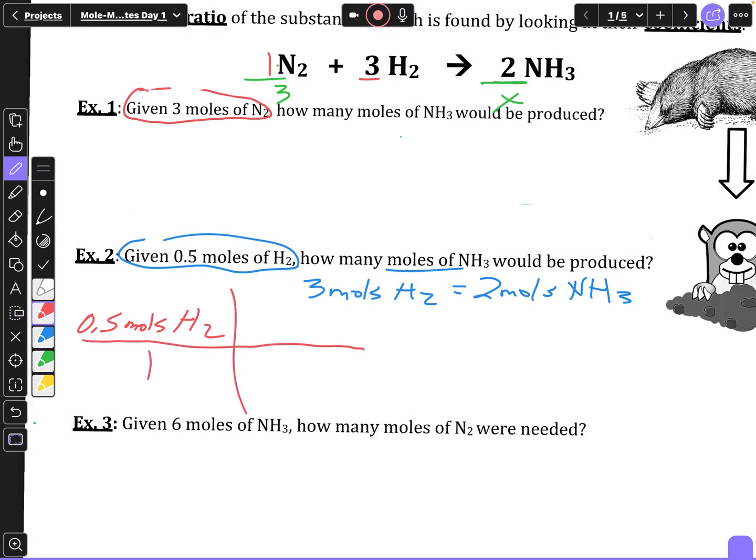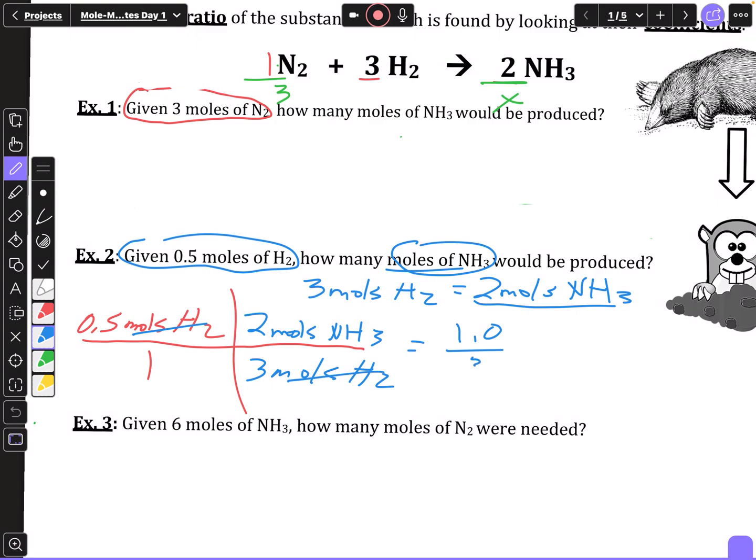Make a T-chart. Put that over 1. I'm going to multiply it by my conversion factor. What goes on top? Whatever I'm looking for. I'm looking for moles of NH3, so I'm going to put the 2 moles of NH3 on top. And put the 3 moles of H2 on bottom. That way my moles of H2 cancel out, then it's just a math problem. And then I would do, 0.5 times 2 is going to equal 1.0. 1 times 3 equals 3. And I'm going to divide. I take 1 divided by 3. That would equal 0.33 repeating. And my units would be moles of NH3. Put a box around my answer.